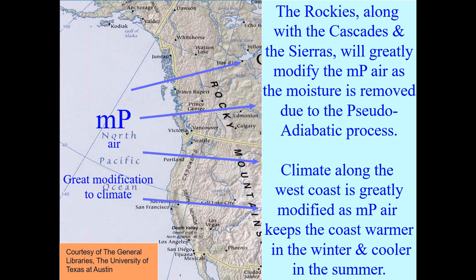That moisture is going to be removed on the windward side as air rises at a specific pseudo-adiabatic rate. It's going to result in cooling on the windward side, and the development of condensation and clouds on the windward side of these higher mountain peaks. It's going to cause a lot more precipitation along the west coast of these mountains. So climate along the west coast is greatly modified, as this maritime polar air keeps the coast warmer in the winter and cooler during the summer.